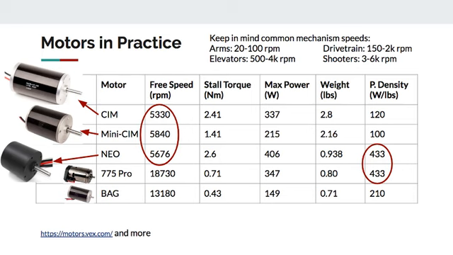Yeah, anyways, do you have any questions about the motors and stuff? Or at least the specific motor selection and the numbers.